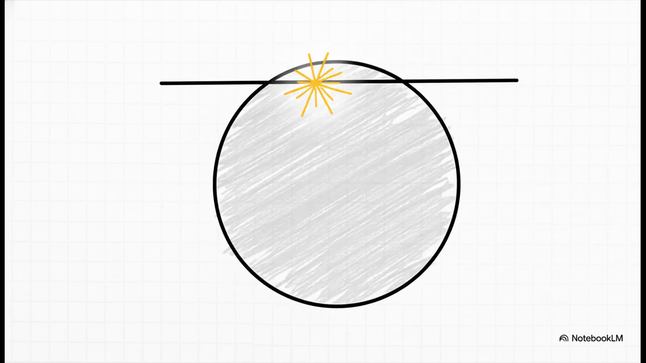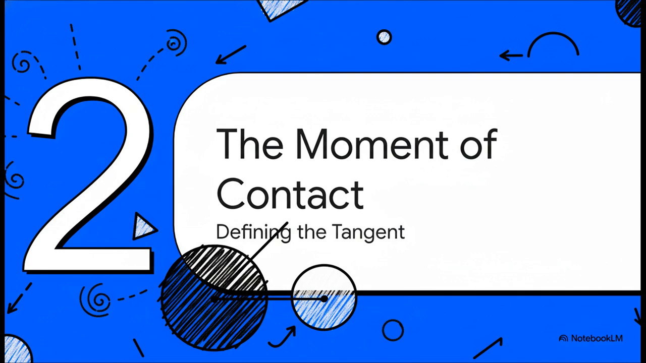And that brings us to our third and, honestly, the most fascinating possibility. The line doesn't miss and it doesn't slice through. Instead, it just grazes the edge. It kisses the circle at one and only one perfect point. And that, my friends, is a tangent line. You know, this unique moment of contact is really what it's all about. So let's zoom in a little and define exactly what makes a tangent so special.